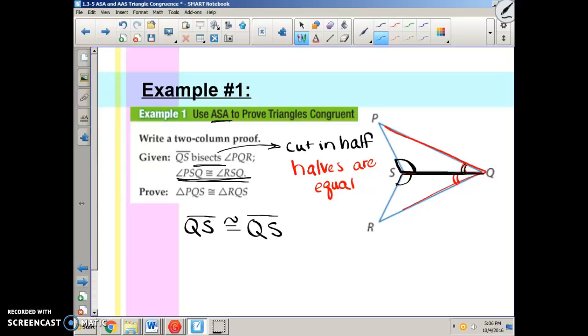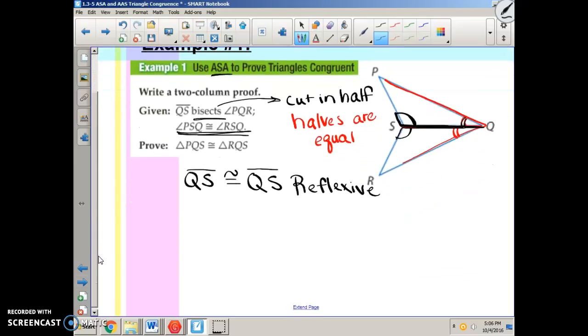If I say QS is congruent to QS, hopefully you're thinking the word reflexive. If not, you might want to practice that because we've been talking about it for a few days now. So that is reflexive. In other words, it's the same side in both pictures, or in both triangles, which means it has to be equal. All right? Well, we've got two angles, we've got a side.